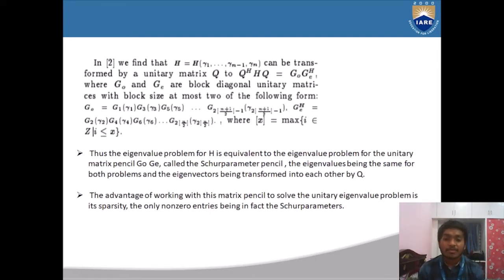Thus, the eigenvalue problem for H is equivalent to the eigenvalue problem for the unitary matrix pencil G0 − λGe, called the Schur parameter pencil. The eigenvalues are the same for both problems, and the eigenvectors are transformed into each other by Q. The advantage of working with this matrix pencil to solve the unitary eigenvalue problem is its sparsity, the only non-zero entries being in fact the Schur parameters.